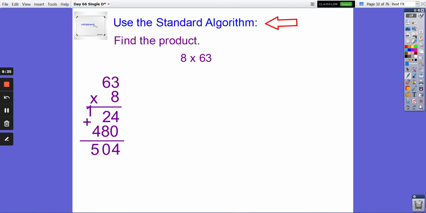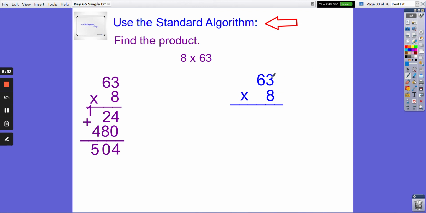Now I'd like for you to try the standard algorithm. I know you already found the correct answer, but I want to see if you can show your work to represent this answer using the standard algorithm. Go ahead and pause the video if you haven't already.